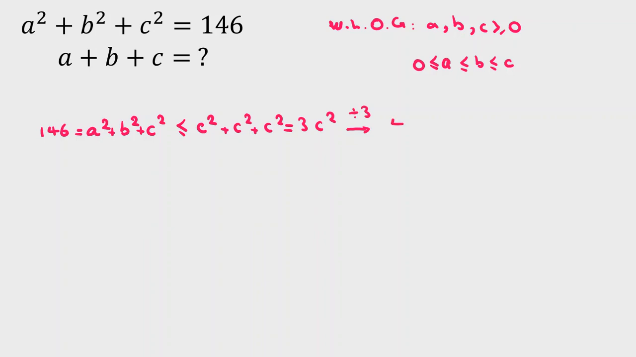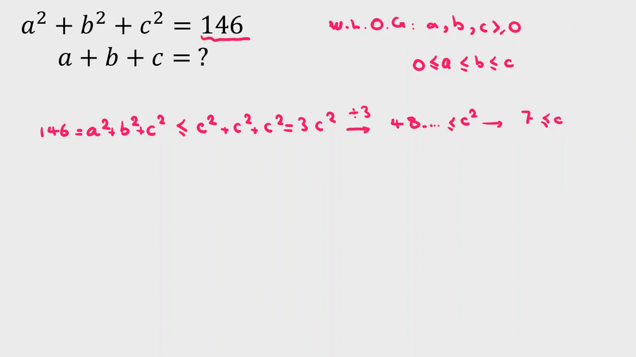146 over 3 will be 48 point something, less than or equal to C squared. So we conclude C is at least 7. Okay. Now that we found C is at least 7, let's consider a different case, and let's see C is at most what? The sum of them is 146.